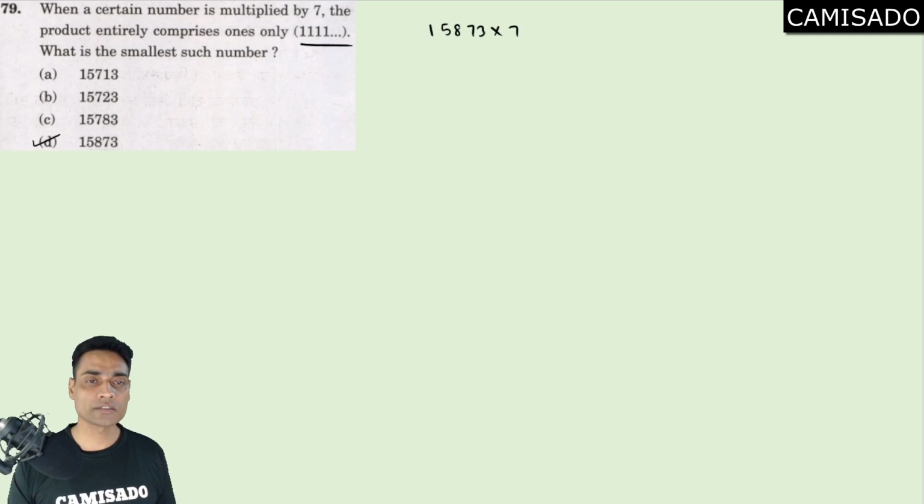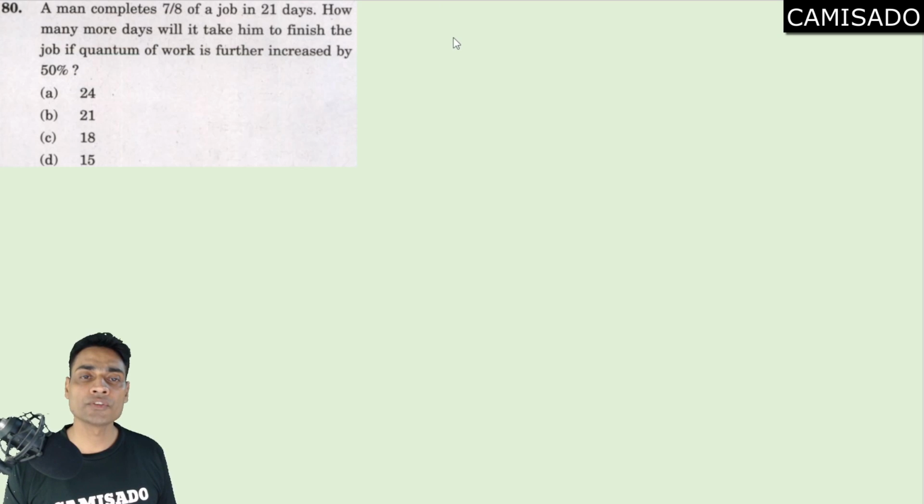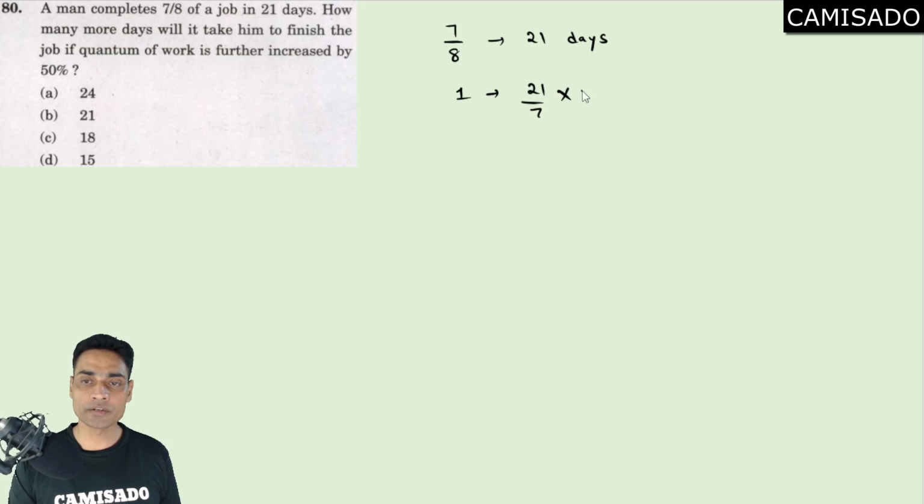Next, a man completes 7 by 8 of a job in 21 days. How many more days will it take him to finish the job if the quantum of work is further increased by 50%? See, if a man completes 7 by 8 of his work in 21 days, he completes the whole work in 21 by 7 into 8 equals 24 days. Now, work has been increased by 50%, so he will be taking, for the complete work, means 100%, he is doing in 24 days. 50% more has come, so he will definitely take 12 more days.